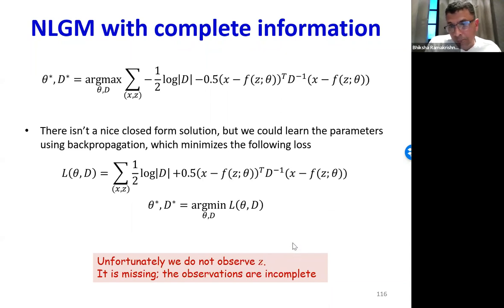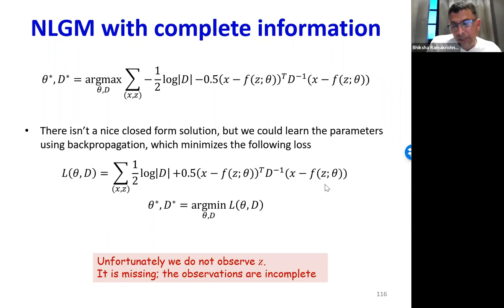So when we don't observe Z, what was the approach we took earlier? There's a D inverse over here, Advait. So D is the covariance of the noise. It's not the dimensionality. K was the dimensionality, right? That is the notation I used.